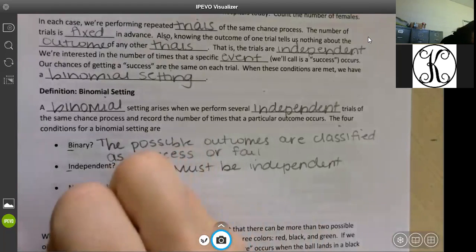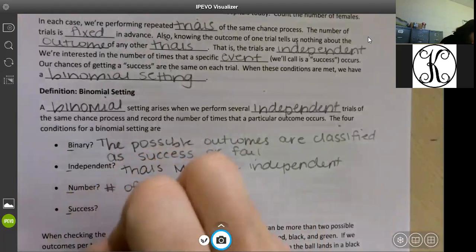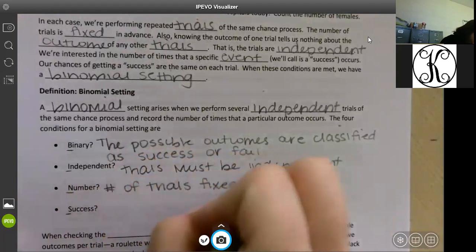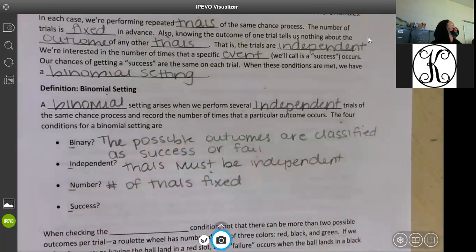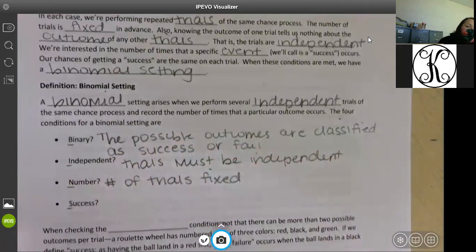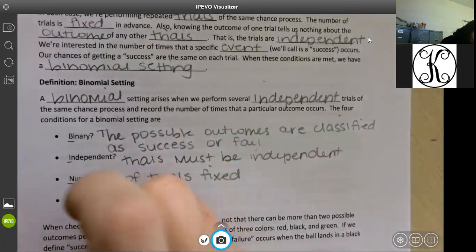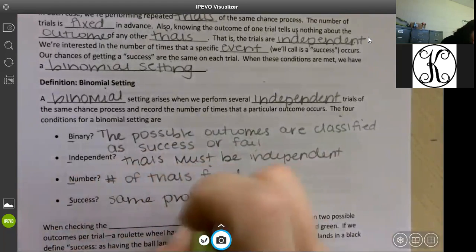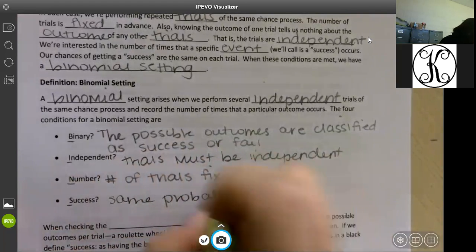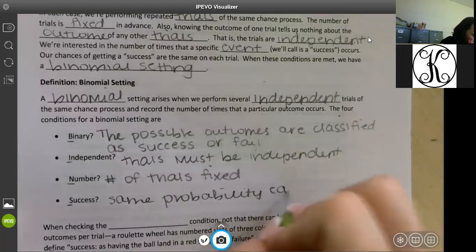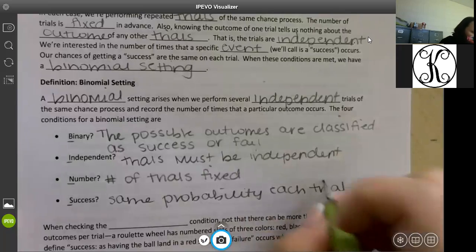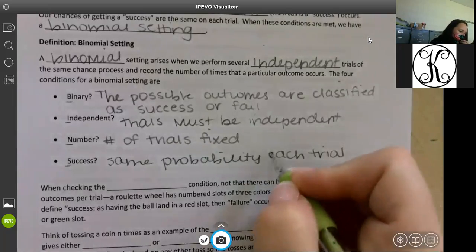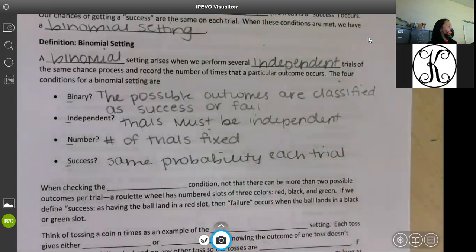The number of trials has to be fixed. So it tells you do this 5 times, do this 100 times, do this 50 times. And then your success has to have the same probability each trial. So we're going to go through in just a minute some examples or scenarios, and we're going to tell whether they're binomial settings or not using BINS.